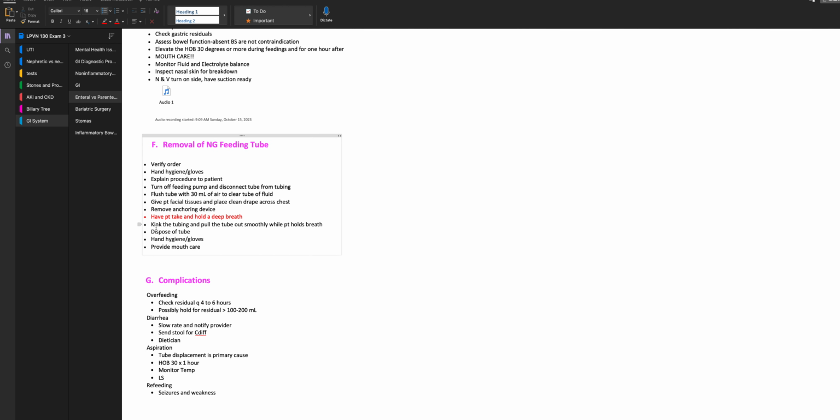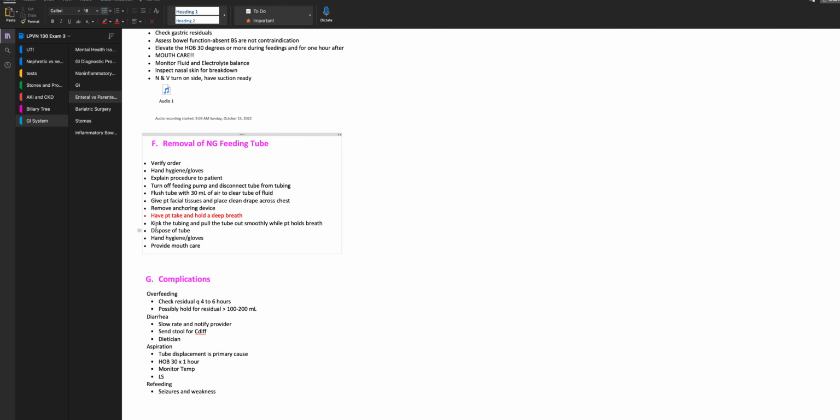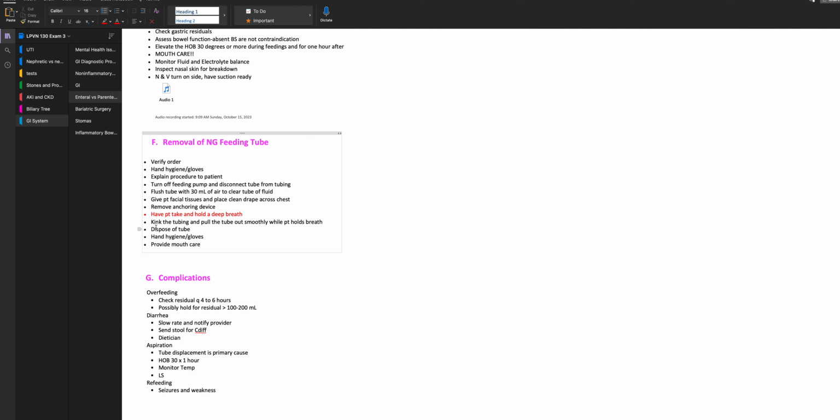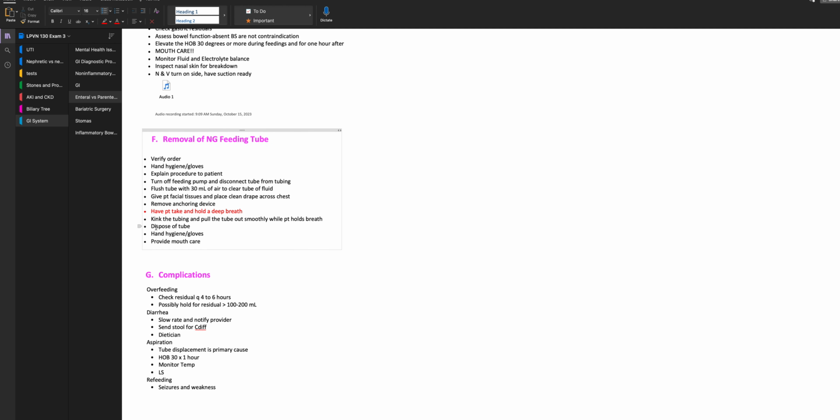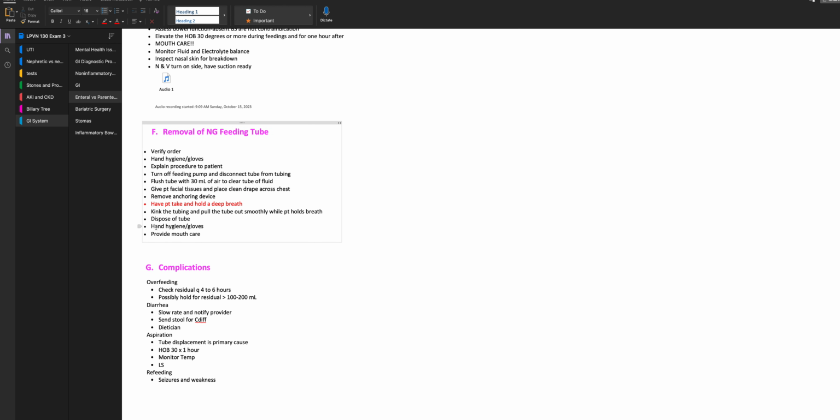Diarrhea, okay? If your patient is on a tube feed and they develop diarrhea, and I feel like it's almost inevitable, like anybody on a tube feed is going to get diarrhea, but you're like, oh shoot, right? You gotta slow it down, notify the provider because you gotta send the stool for C. diff, talk with a dietitian about maybe changing the formula, see if that's what's causing it. Hopefully it's not C. diff.